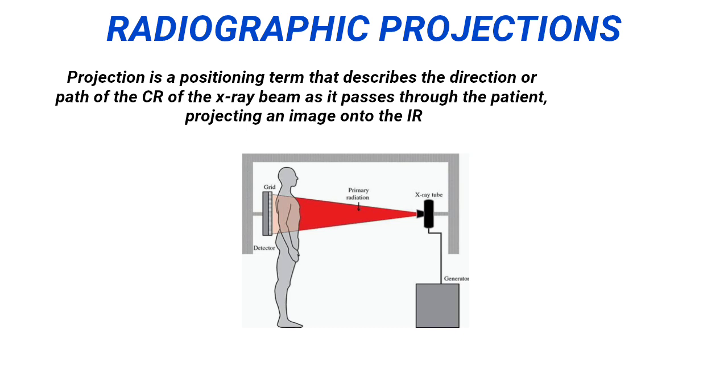It is used in describing the path at which the central ray of the X-ray beam passes through the patient. Now, there are many common projections that we use in medical radiography, and in this video, we are going to go through them step by step, understanding them with examples.